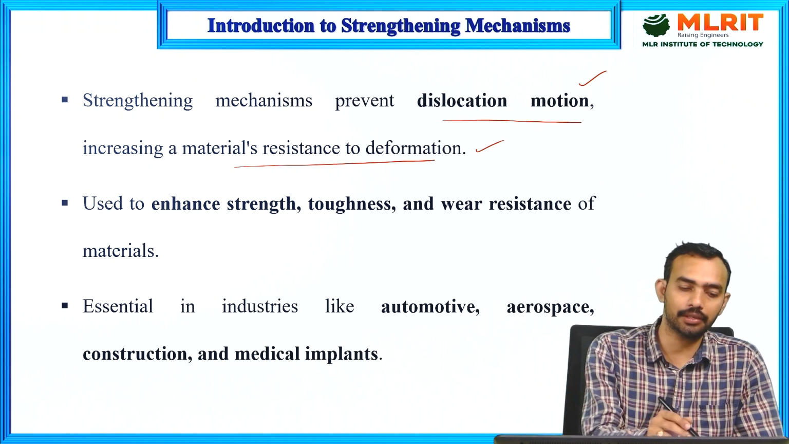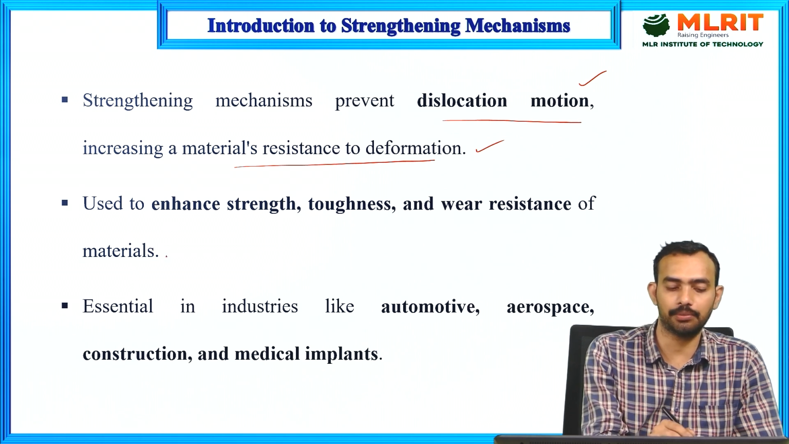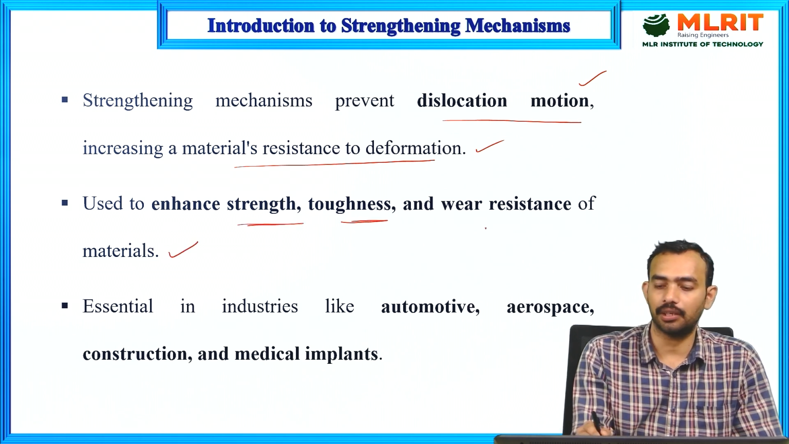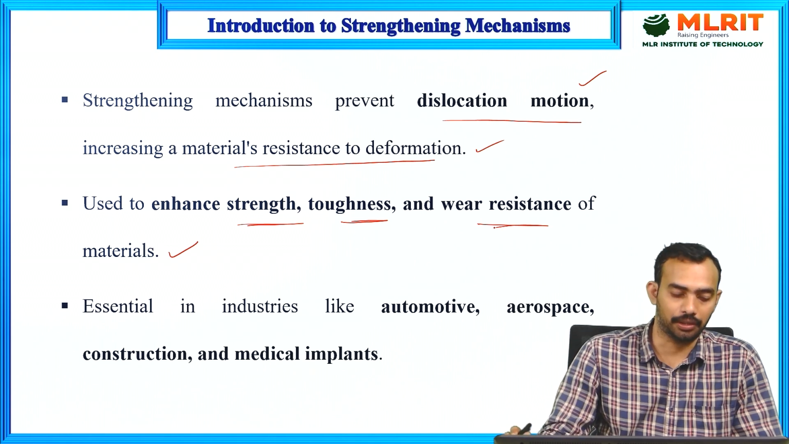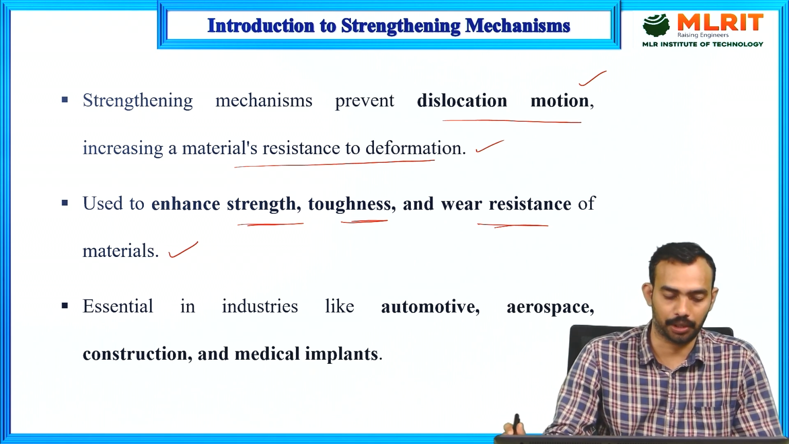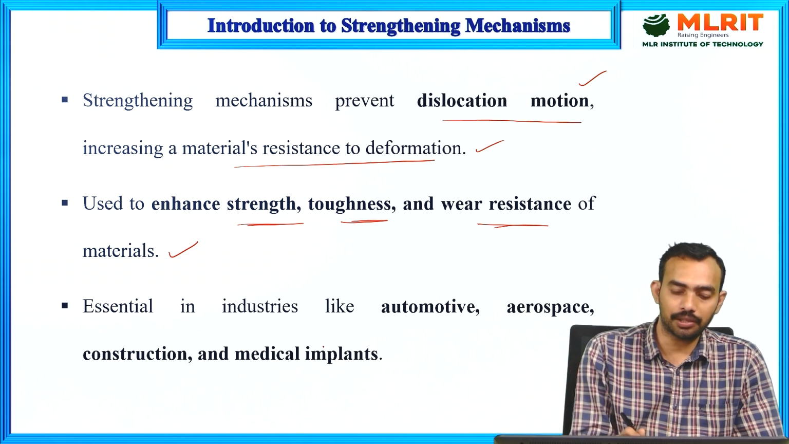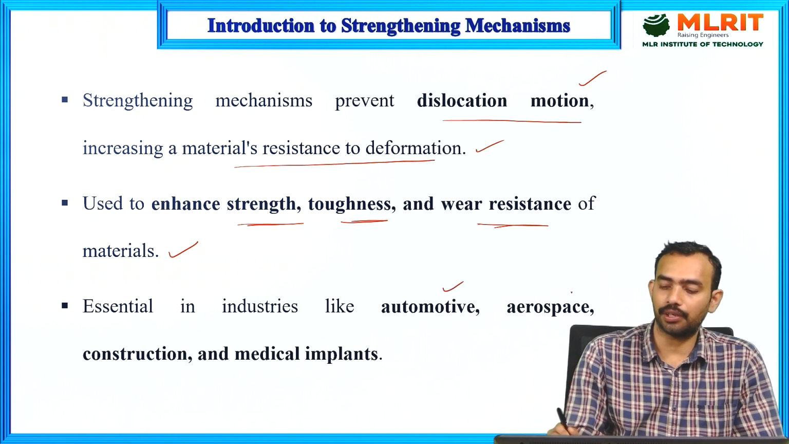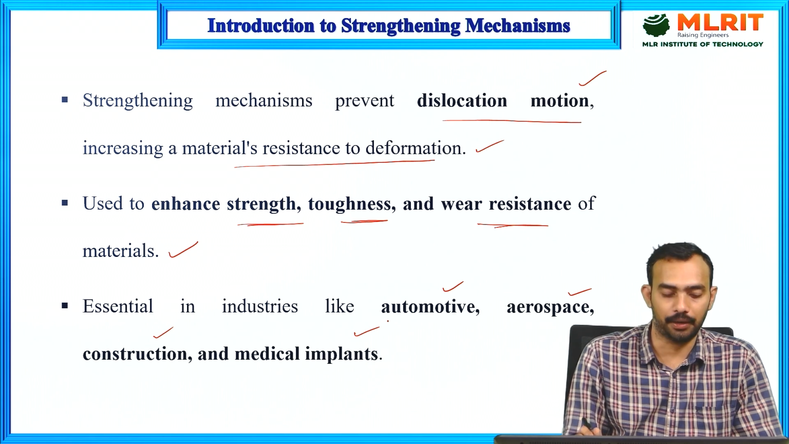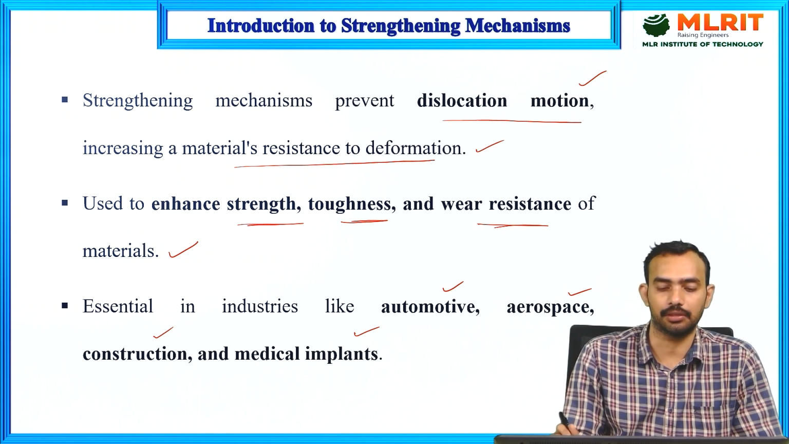By applying the strengthening mechanisms, basically these are used to enhance the strength, toughness and wear resistance of the materials. These properties are directly affected by the strengthening mechanisms. These are essential in industries like automotive, aerospace, construction and medical implant industries. We will look at the applications in these particular domains towards the end.